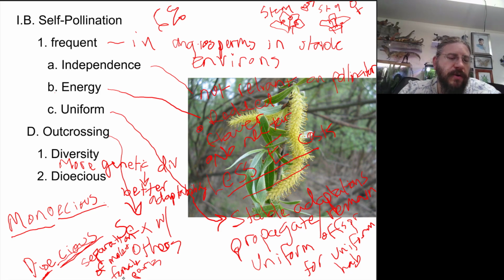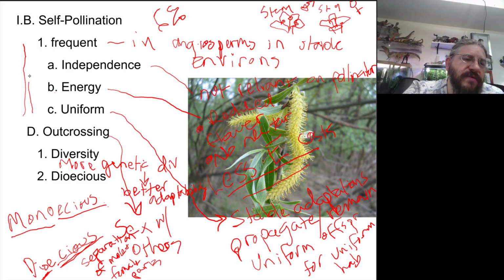So, monoecious is where you have separately sexed flowers on the same plant. So basically, easiest way to describe this is you have a spike of flowers. Oh yeah, there's some good looking flowers. And some of these flowers are female. There's some stigmas.